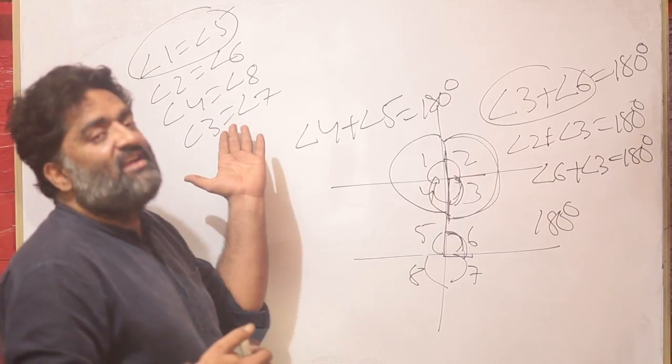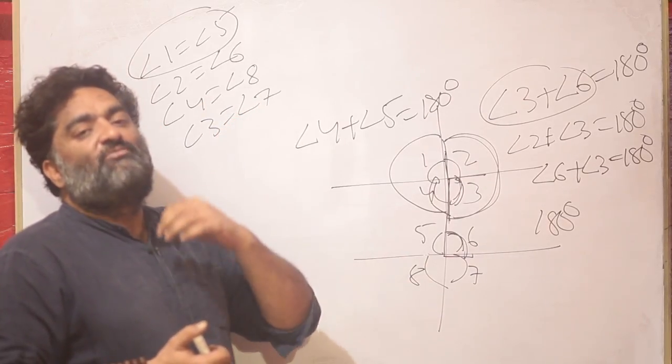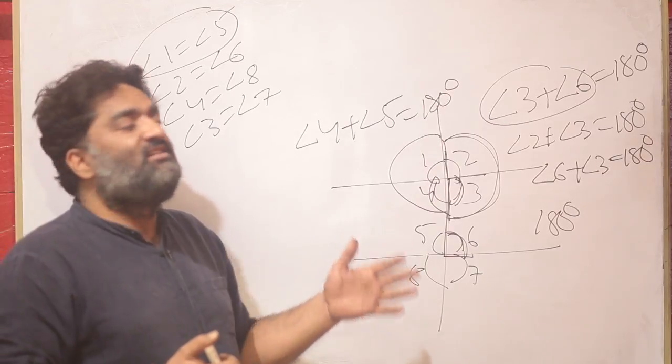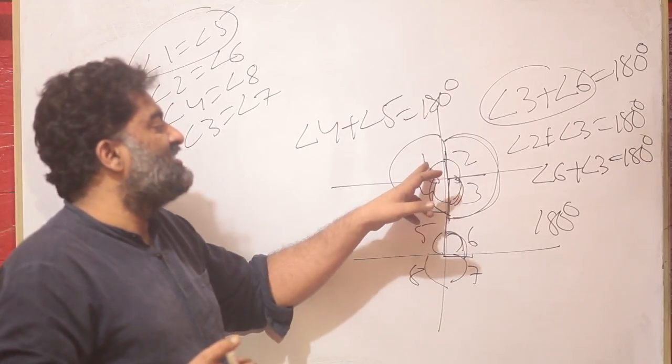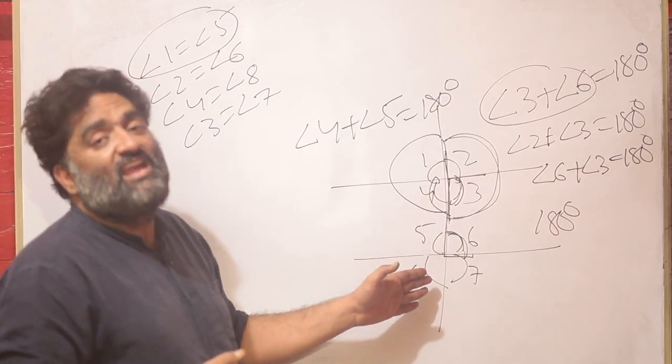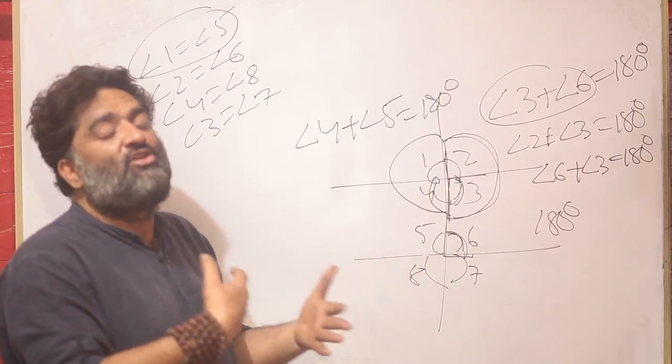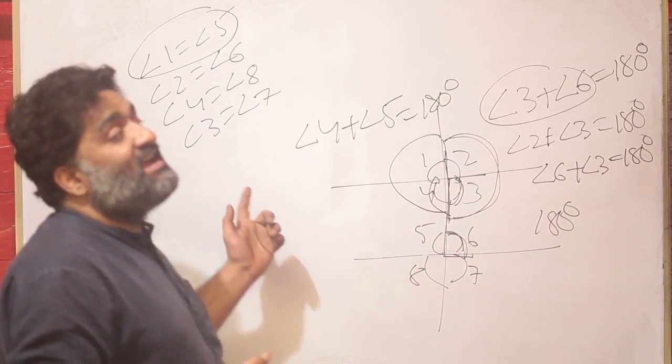The corresponding angles are equal to each other, and instead of memorizing the term, try and understand the term, that what do I mean by correspondence. So notice that angle 1 and angle 5 are very much alike. They correspond with each other. So all the corresponding angles were equal.